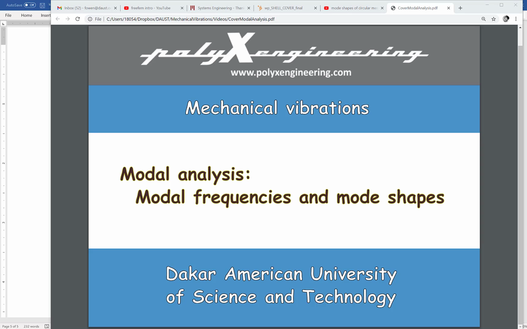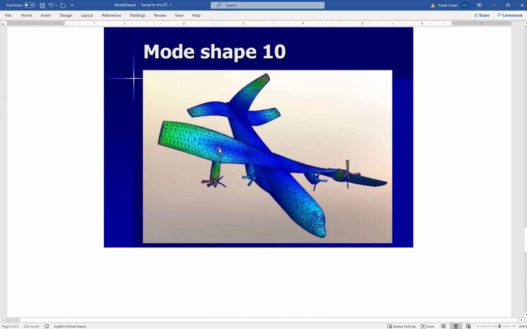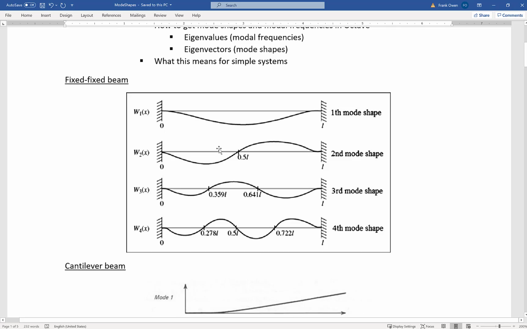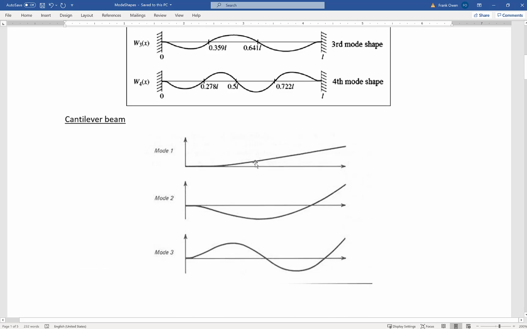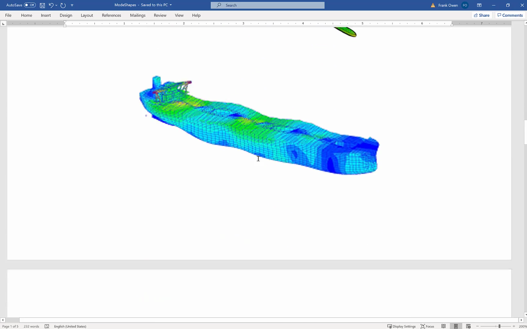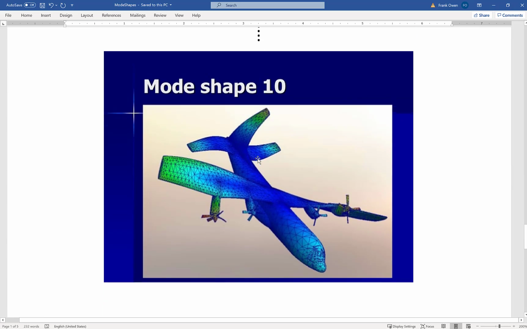Hello, this is part 2 of a series, a set of videos that I prepared on the topic of modal analysis. Like I said, at first we were going to look at continuous systems just in general, and we saw some real world cases. First we looked at a simple fixed beam, cantilever beam, then some ship modal shapes, then some modal shapes of a C-130 aircraft.